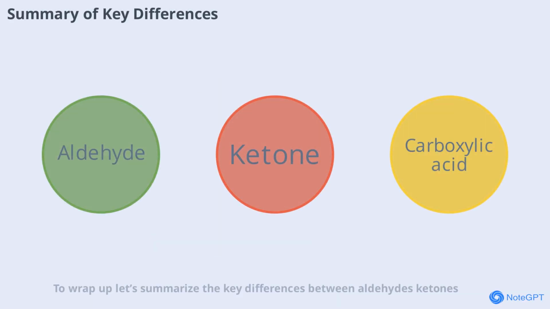To wrap up, let's summarize the key differences between aldehydes, ketones, and carboxylic acids. Aldehydes have a carbonyl group bonded to hydrogen, ketones have it bonded to two carbons, and carboxylic acids feature a carboxyl group. These structural differences lead to distinct physical and chemical properties, influencing their uses and reactivity.